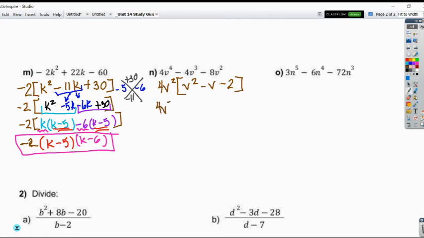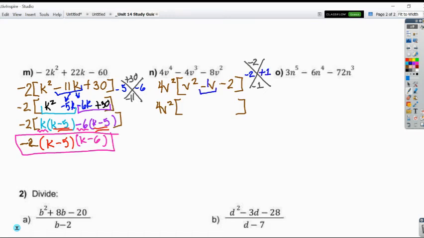4v squared as the GCF carries on along. Do that factor puzzle for our trinomial. I got 1 times negative 2 gives me a times c, negative 2. Then negative 1 is my sum number. So it multiplies to negative 2 while also adding to negative 1. And that's going to be a negative 2 with a positive 1 then.